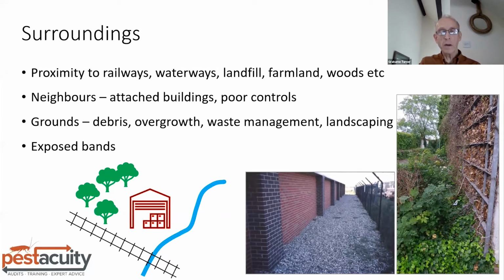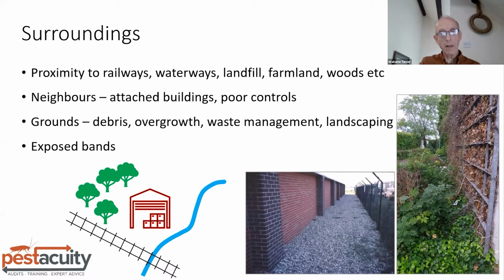So if they're attached buildings, that has its own inherent risks. There might be poor controls on a neighbouring site. So even if it's a detached site, it might not be a food company, and there might be all sorts of debris around that provides harbourage for them. They might have poor waste control. They might have overgrown vegetation that makes the rats and other pests a lot more comfortable. So bear in mind the neighbours.